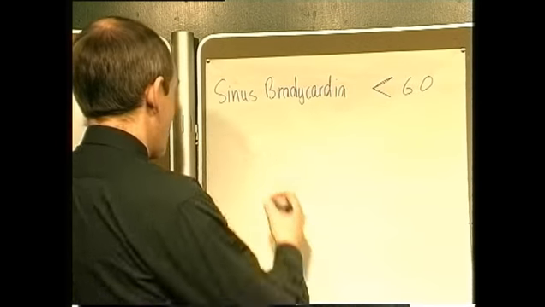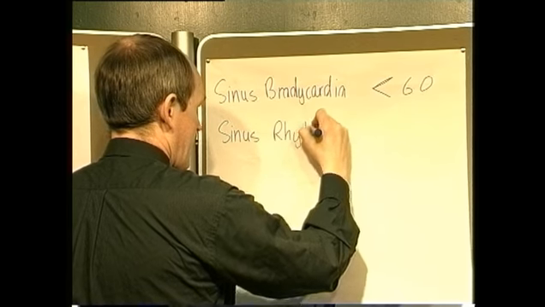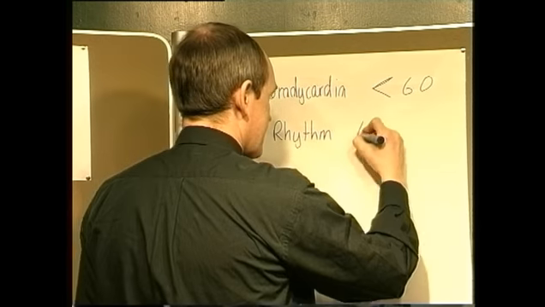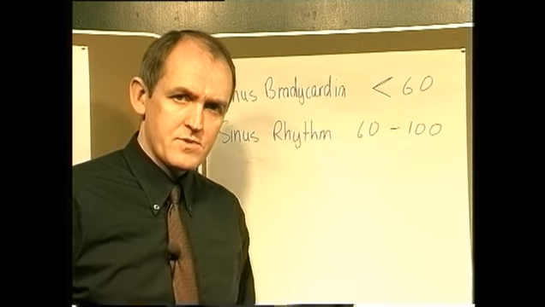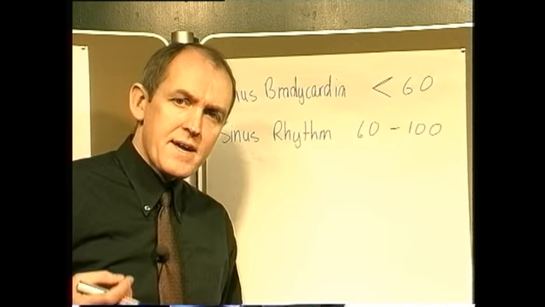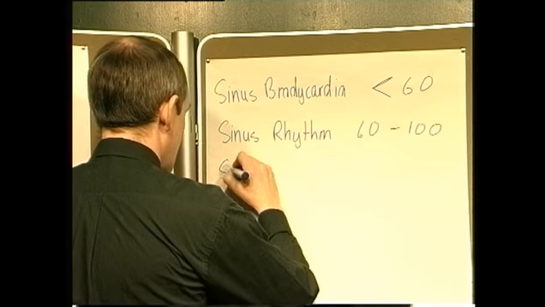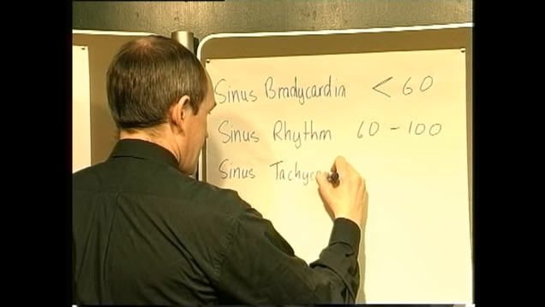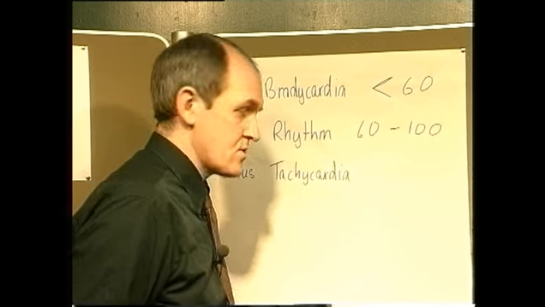Sinus rhythm. Well, sinus rhythm we described as a rate between 60 and 100, which is quite normal for adults. Between 60 and 100 is the normal rate you would expect. Now, if the rate goes over 100, we define that as a sinus tachycardia. In a sinus tachycardia, the rate is greater than 100.